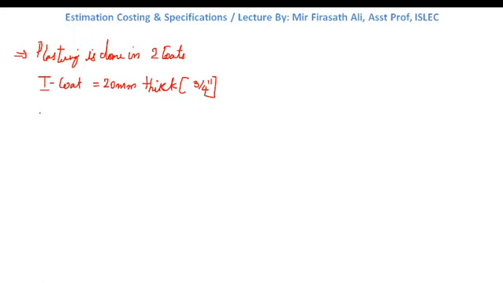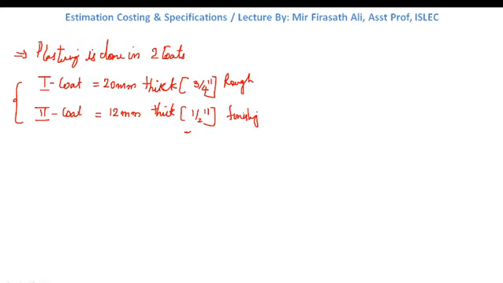And the second coat, which we call the finishing coat, is 12 mm thick, which is half inch. So, plastering is done in two coats. The first one is the rough coat, the second is the finishing coat.